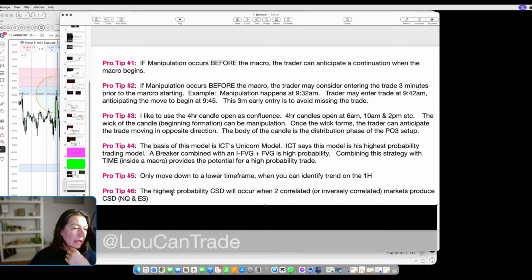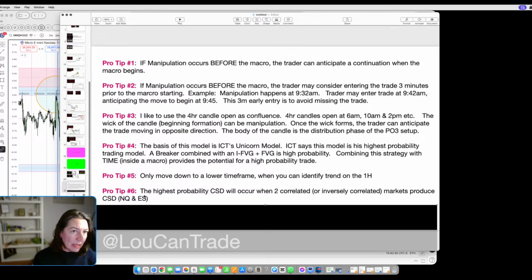And pro tip number 6: the highest probability change in the state of delivery will occur when 2 correlated or inversely correlated markets produce a change in the state of delivery. So in other words, when we are watching ES and NQ, when both of them have a change in the state of delivery in the same direction, then that trade is a higher probability trade.